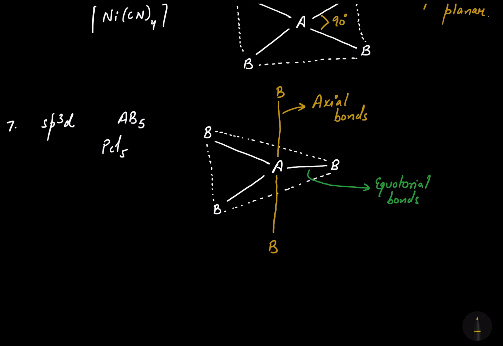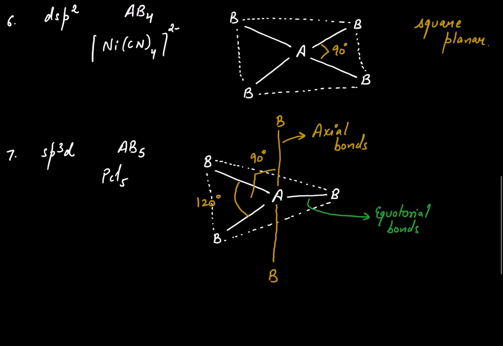Now, the bond angle of an axial bond with the equatorial plate is 90 degrees, and the bond angle between the B's present on the equatorial plate is 120 degrees. Now this structure is called trigonal bipyramidal.